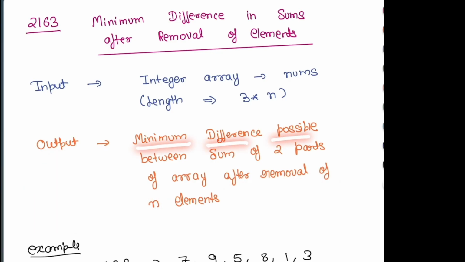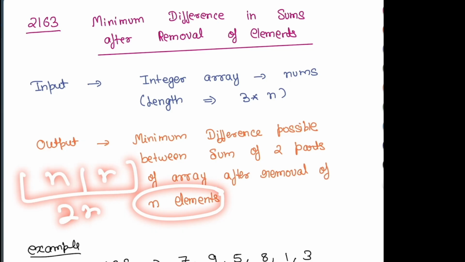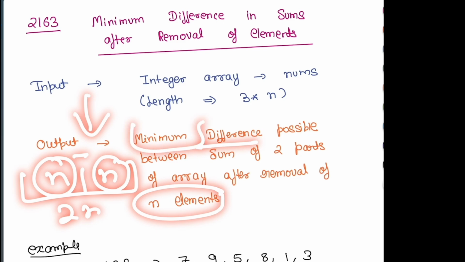Find the minimum difference which is possible between the sum of the two parts of the array after removal of n elements. So the question is all about how we can remove n elements from the array, and we can remove any n elements from the array. But our strategy has to be to remove the n elements in such a way that out of the remaining 2n elements, the sum of the first part minus the sum of the second part, this particular difference, has to be the minimum possible.